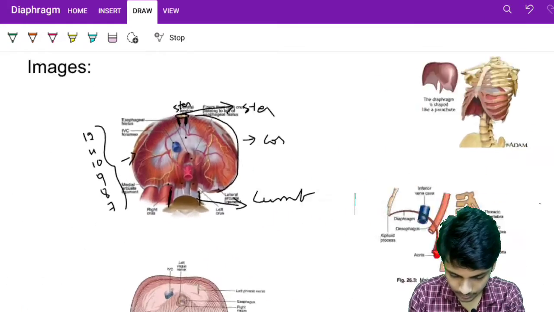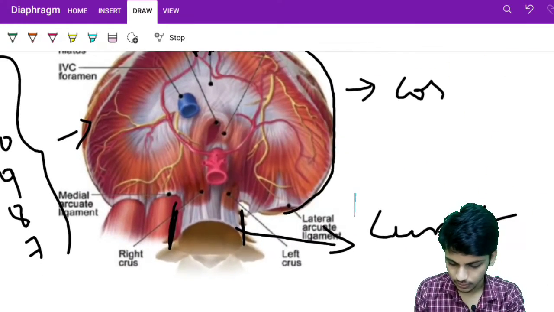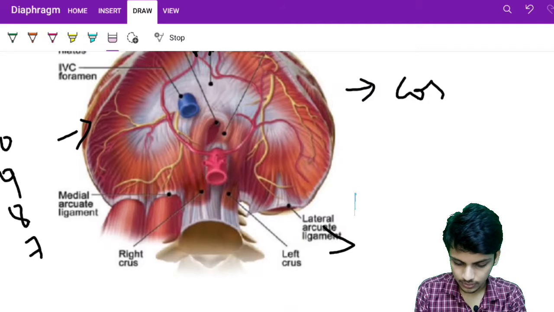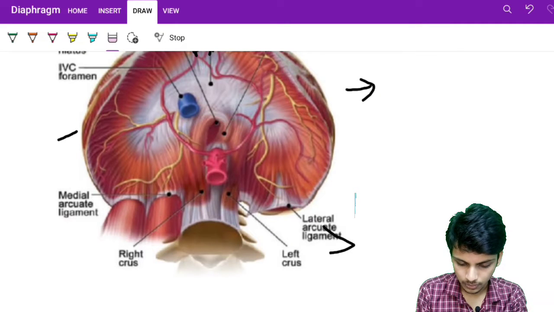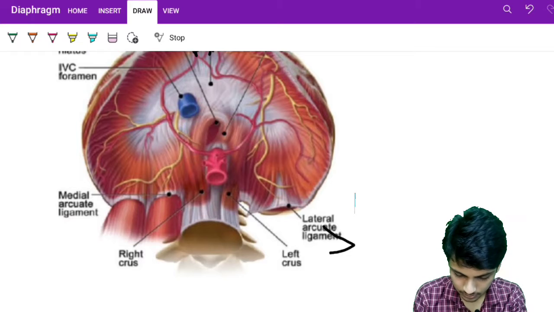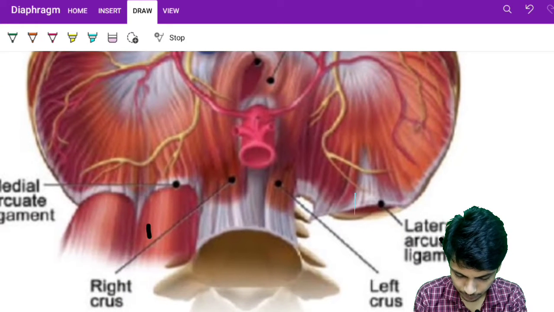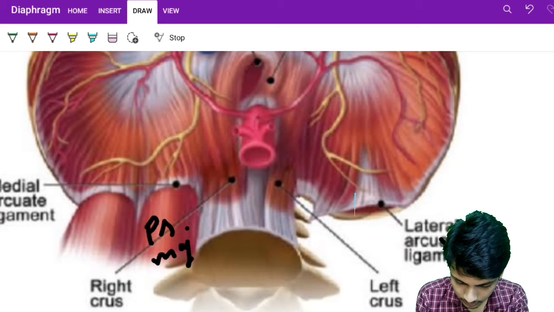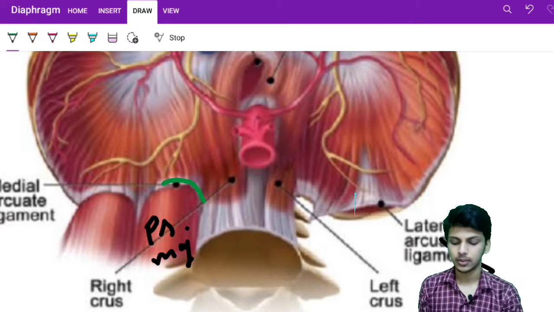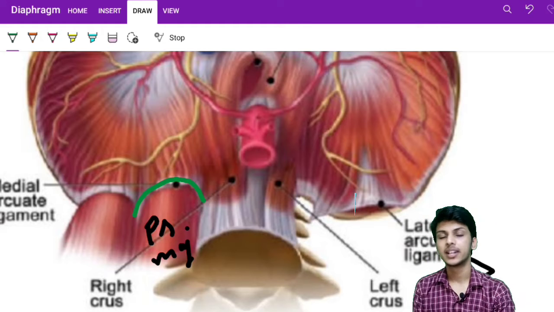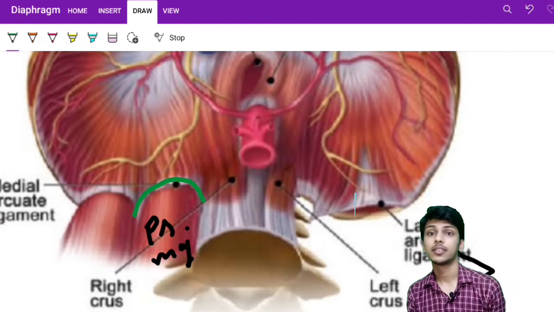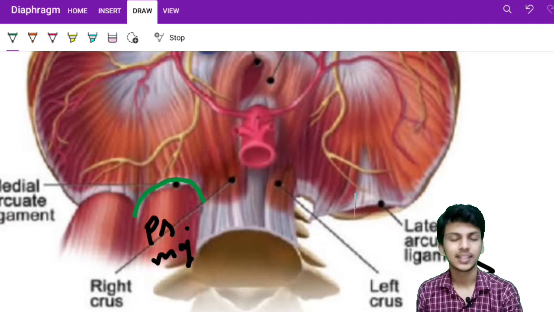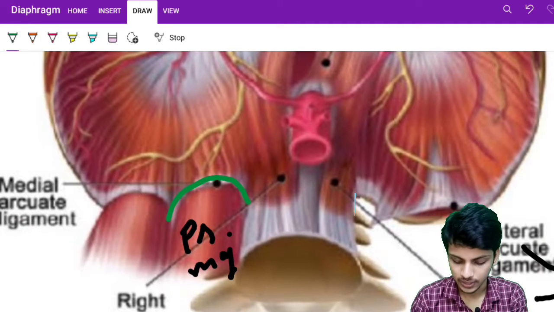I'll just erase these things for a second. See, this is the psoas major muscle. And this is the medial arcuate ligament. Why medial? Because it's towards the midline. Why arcuate? It is in the form of an arc, and it's a ligament. It's basically a condensation of the fascia which forms a ligament.